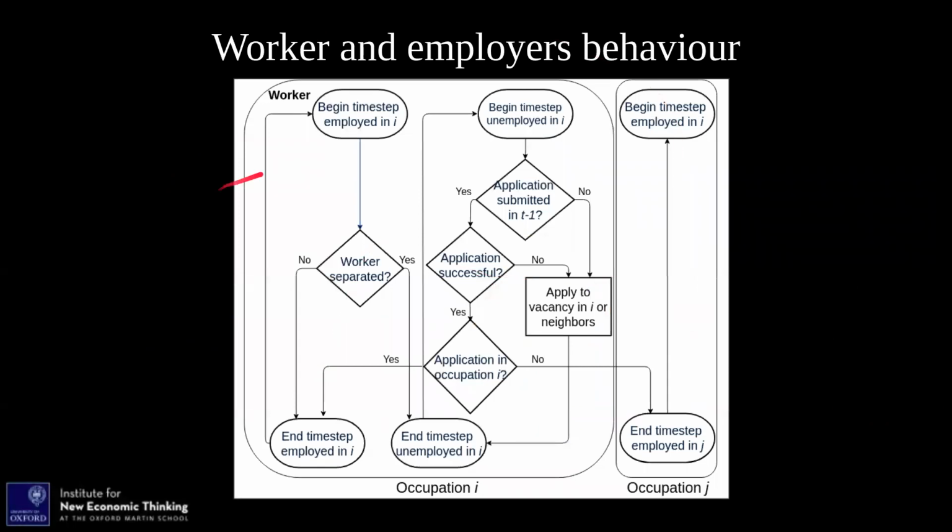And this is how the model works. A worker begins a time step employed in occupation i. You ask, is the worker separated? No, and employed? Yes. And unemployed. If a worker begins unemployed, you ask, did you submit an application at the previous time step? No. Well, please apply to a vacancy in your occupation or in neighbors. And here's where we consider the network structure. You can only apply to occupations that are neighboring in the network. And then, if they did submit an application, you ask if this application is successful. No, we'll try again. And if yes, is it in the same occupation? If so, you end employed in that occupation, and otherwise you switch occupation.